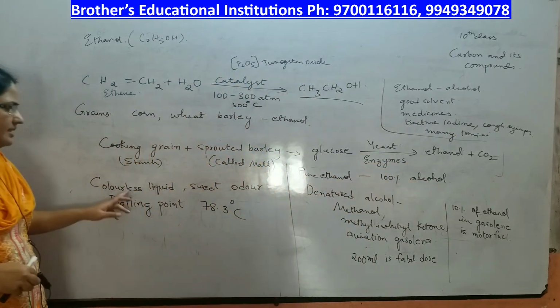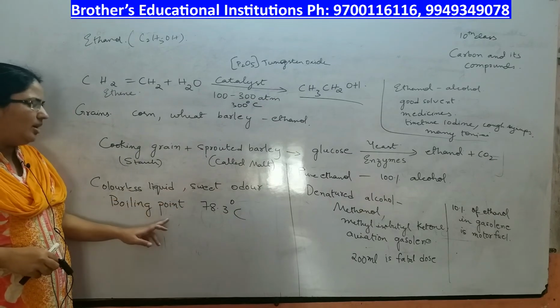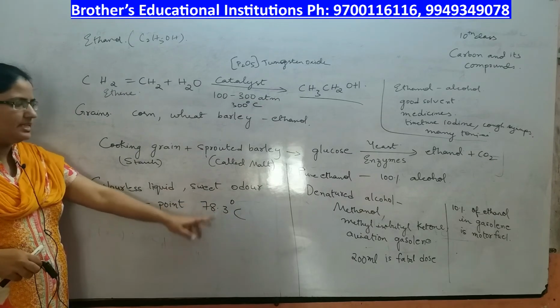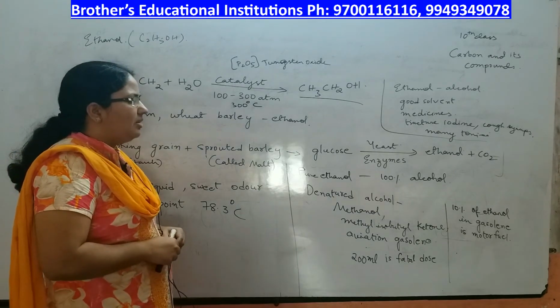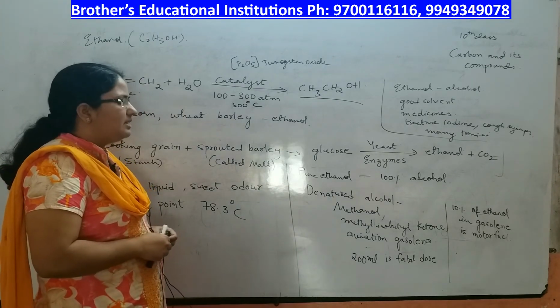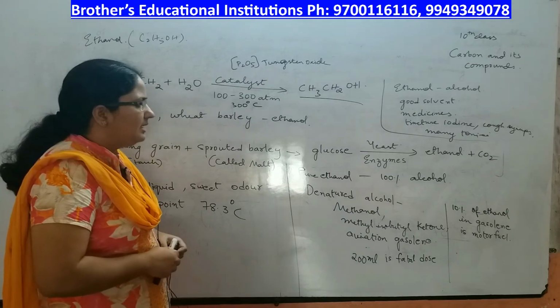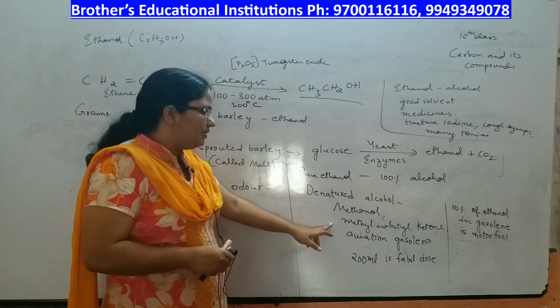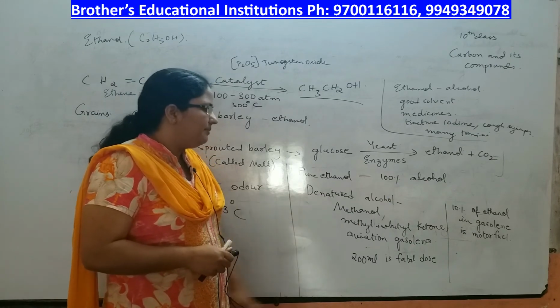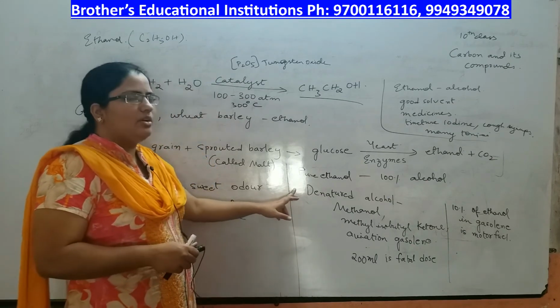It is a colorless liquid. It has a sweet odor. Boiling point is 78.3 degrees centigrade. Pure ethanol is called 100% alcohol. You have something called denatured alcohol. Denatured alcohol means that if you add methanol, methyl isobutyl ketone, or aviation gasoline to ethanol, it is called denatured alcohol.